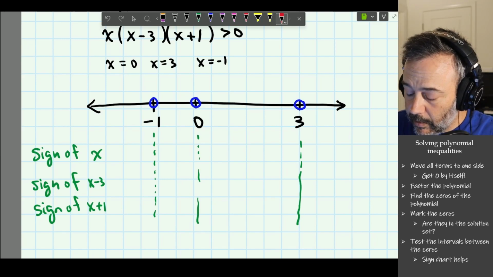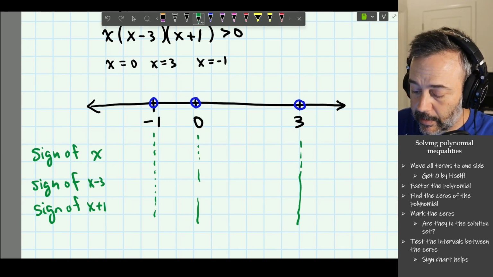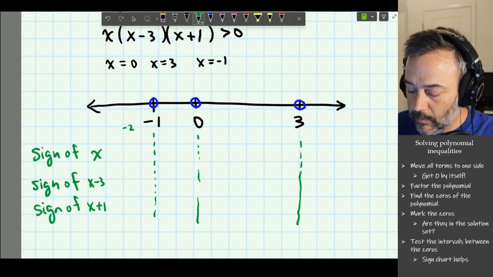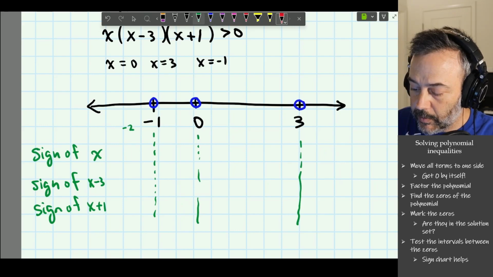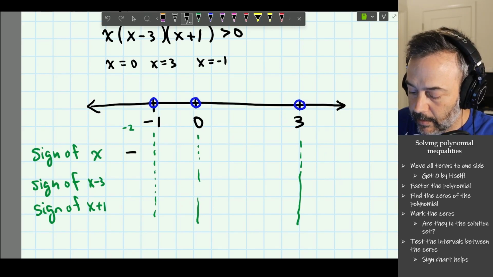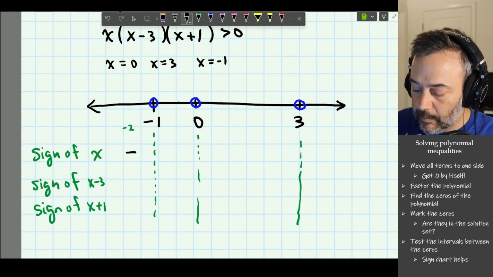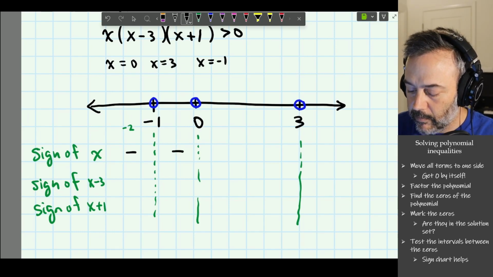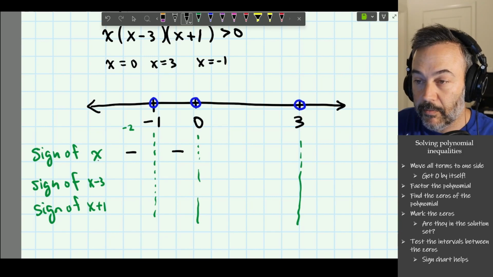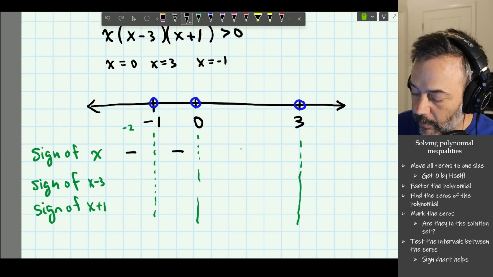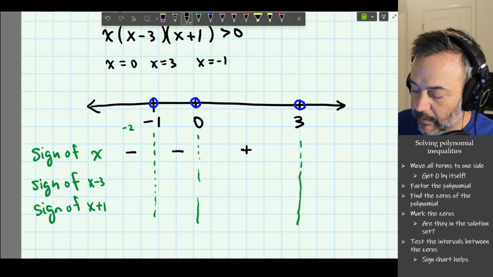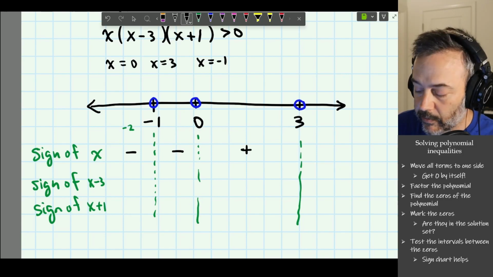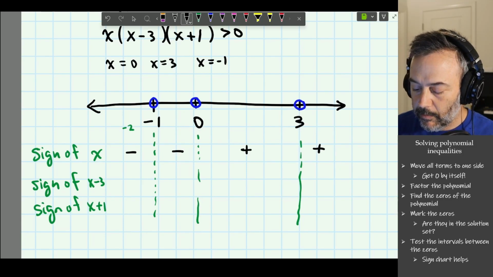Well, if I pick a number less than -1, like -2, then if I plug that into x, that's negative. So I'm just going to mark that this is negative. If I plug in a number between -1 and 0, that's also negative because I'm just plugging it in for x. So x would be negative because I'm plugging in a negative number. And over here, this would be positive because I'm plugging in a positive number greater than 0. And this would be positive as well.